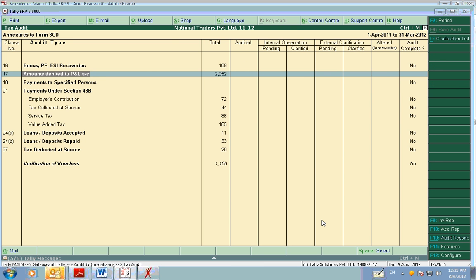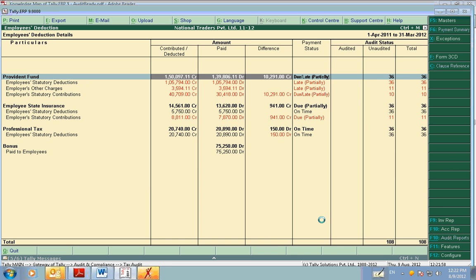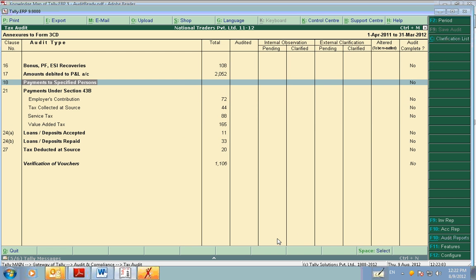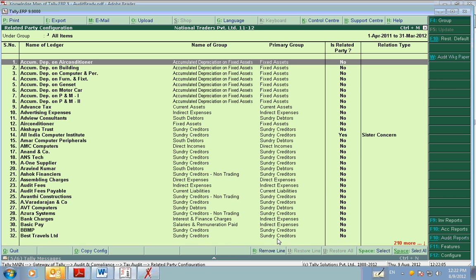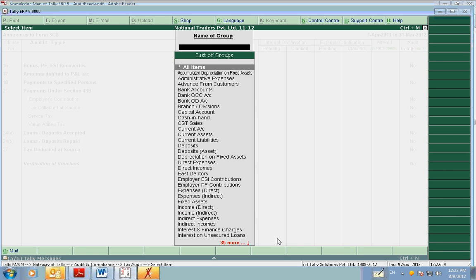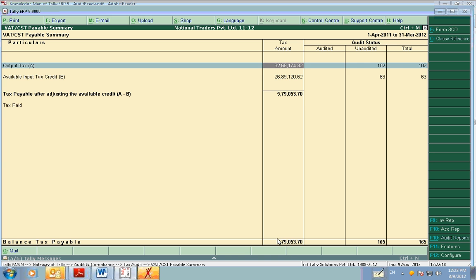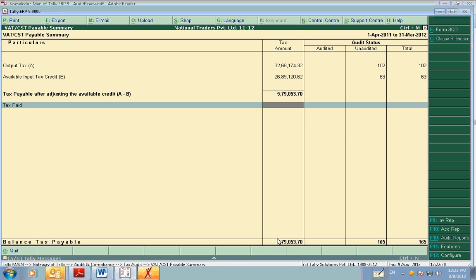So here payments to the specified persons, as we were saying, if they are related persons, so what exactly the payments done, all this information can be displayed. If you get into any of the statutory payments under section 43B, here you get the clarity of output tax, the available credit and how much is paid and all that, so how many vouchers are involved.